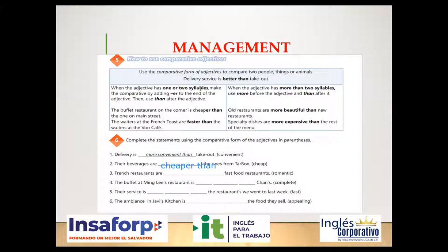But in the word cheaper it is vowel consonant. So we use only one P, exactly, because you don't have the combination. Mm-hmm. Correct. Good question, excellent question. Thank you so much.